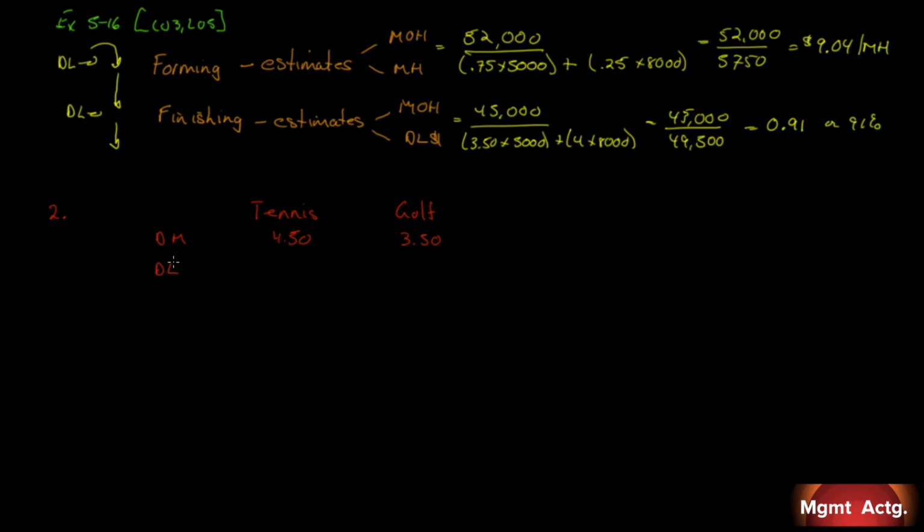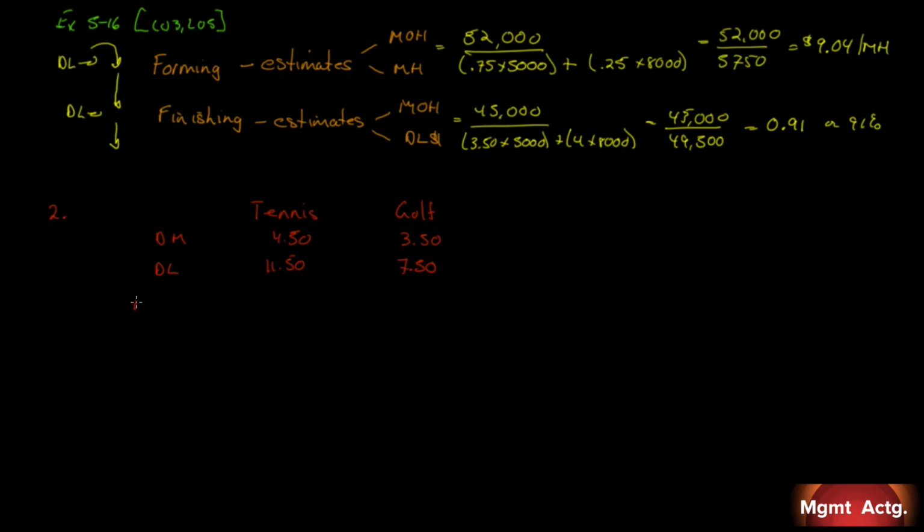Now you're probably wondering, I thought we were only worrying about one or the other. Well, no. That's only to figure out our predetermined overhead rate. To figure out our total cost per unit, we need the costs of everything in each department. So for tennis rackets, we're going to incur $11.50 in total labor costs. For golf, we're going to incur $7.50 per unit in total labor costs.